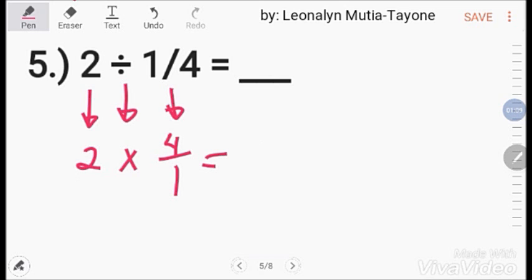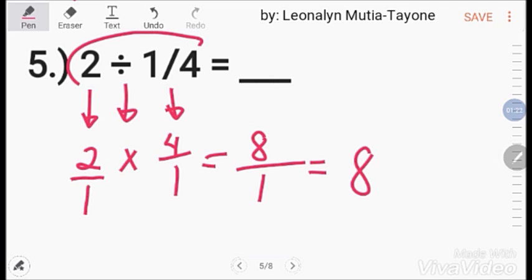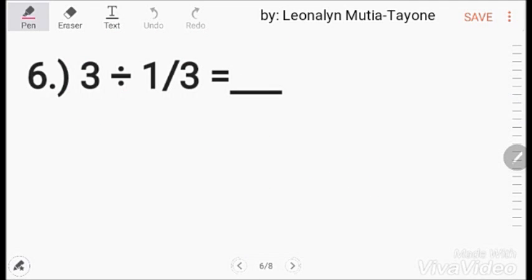Ang whole number, lahat ng whole numbers, mayroon yang 1 as denominator. So, 2 times 4, that is 8. So, ang denominator na 1 times 1 equals 1. So, the answer is 8. So, ang answer dito ay 8.